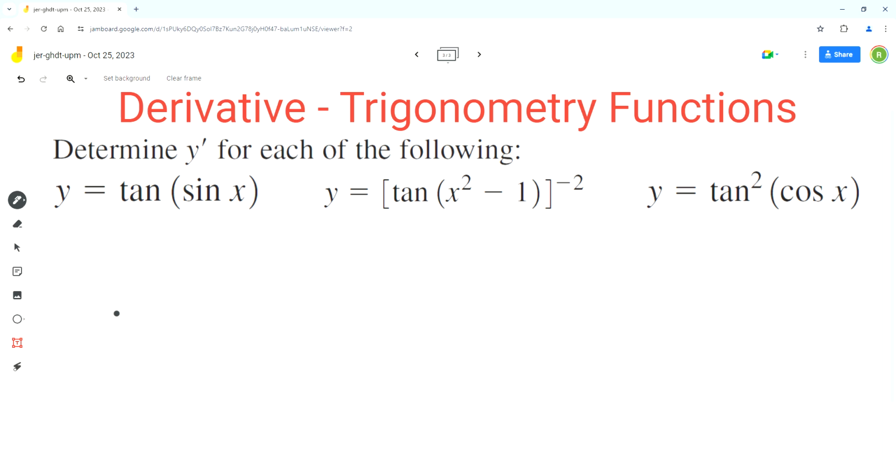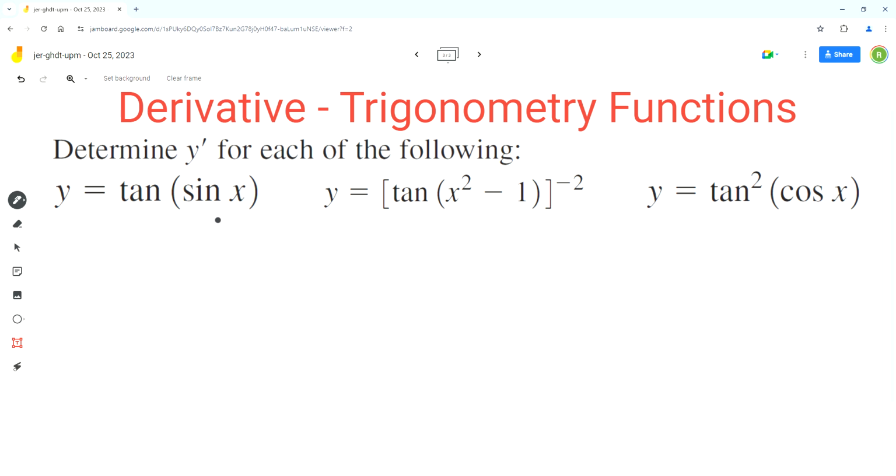So in this video, we'll solve this problem using the concepts of derivatives. So as per the problem, determine y prime for each of the following. So we have to find the derivative of these three functions. So let's start with the first one, y equals tan of sin x.